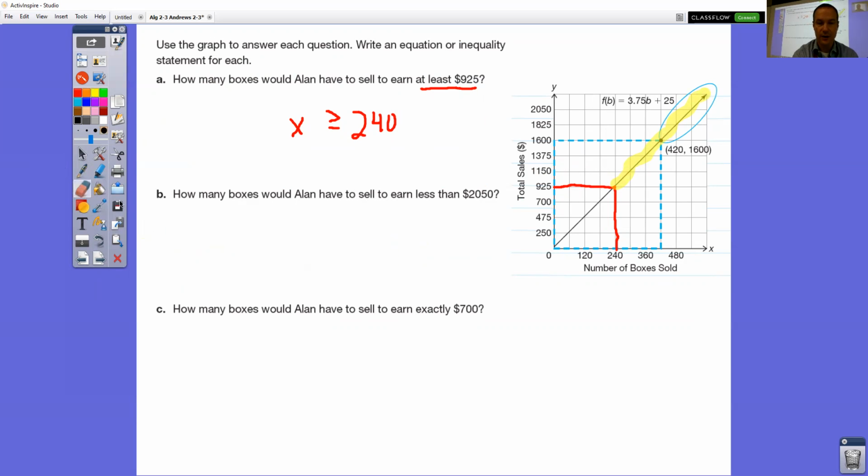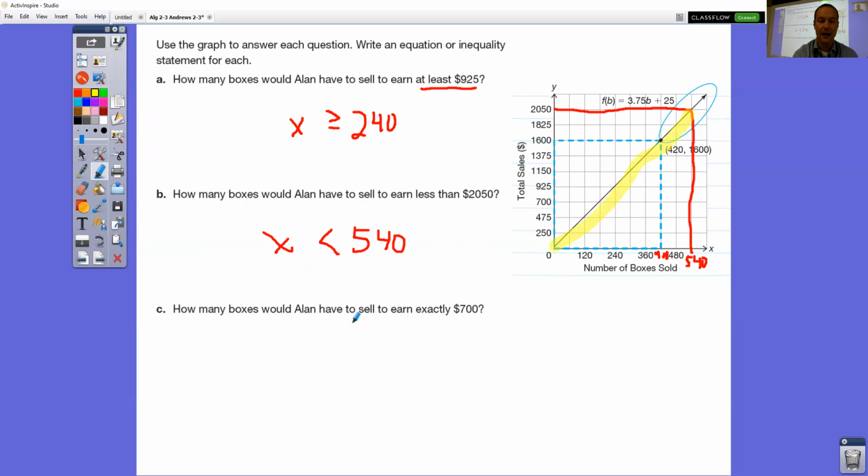How many boxes would Alan have to sell to earn less than $2,050? So 2,050 is right here. Go over to my graph, go straight down. Remember, these were counting by 60s because this was 420, so this would be 540 right here. So I'm going to have 540 in my inequality statement. I'm going to have my X less than that. We'd be talking about this part of the graph.